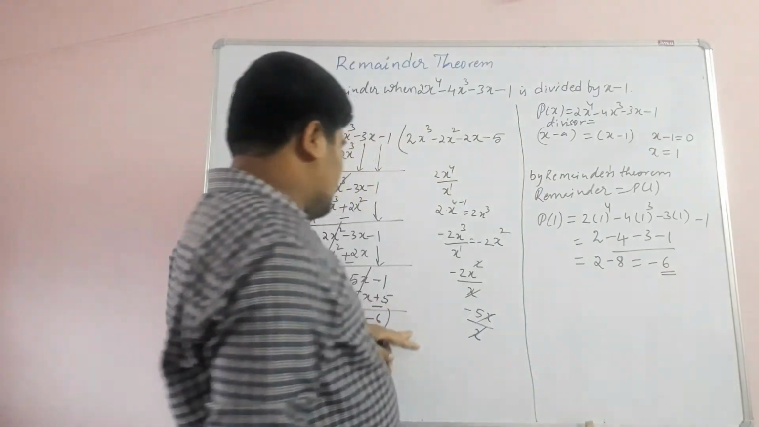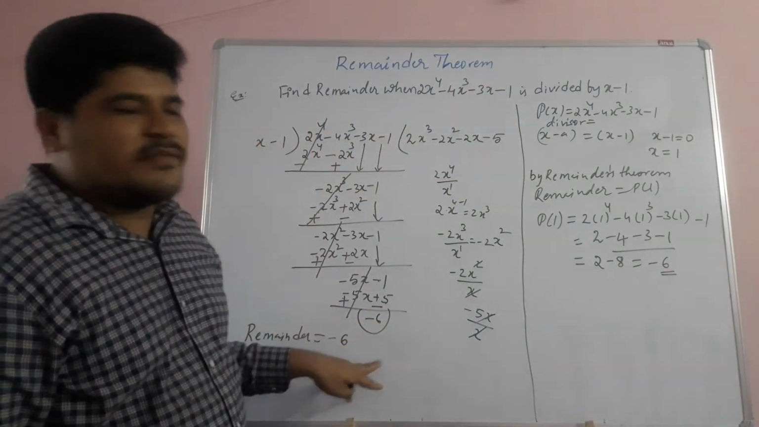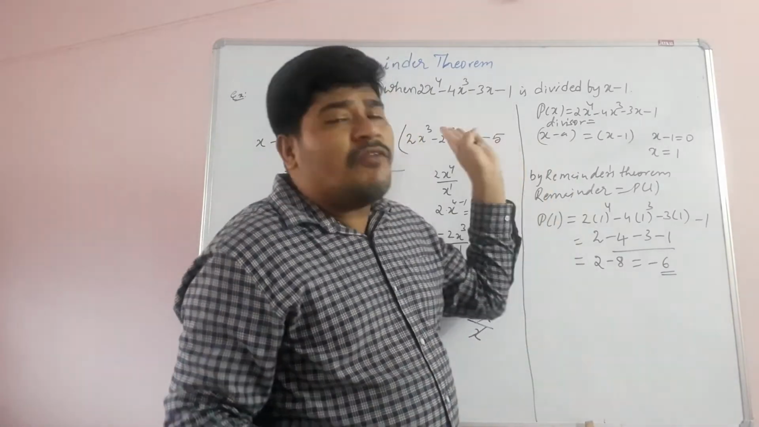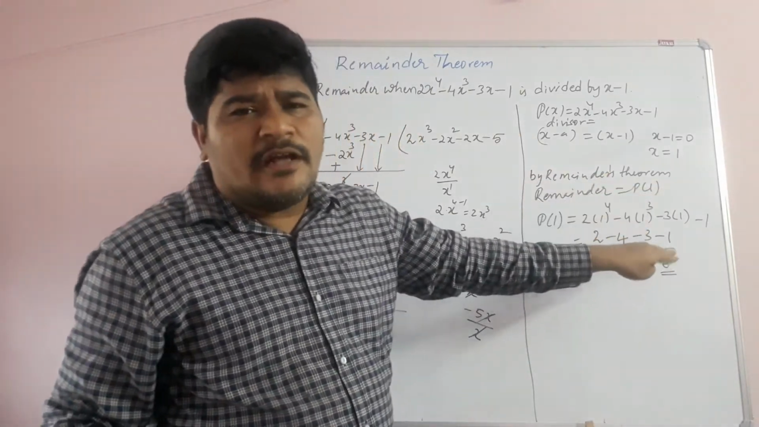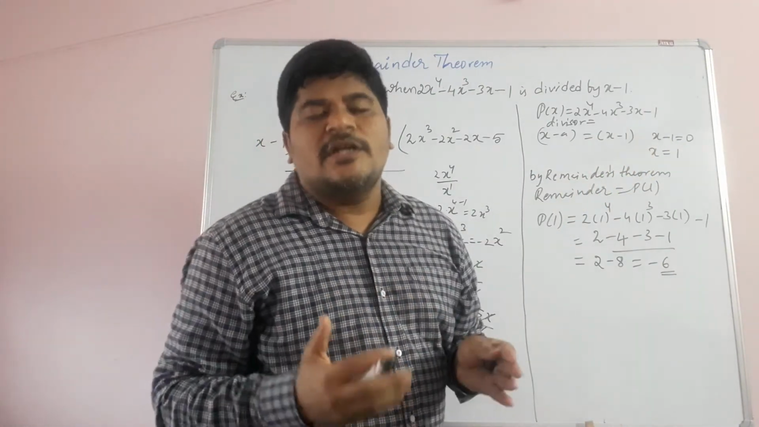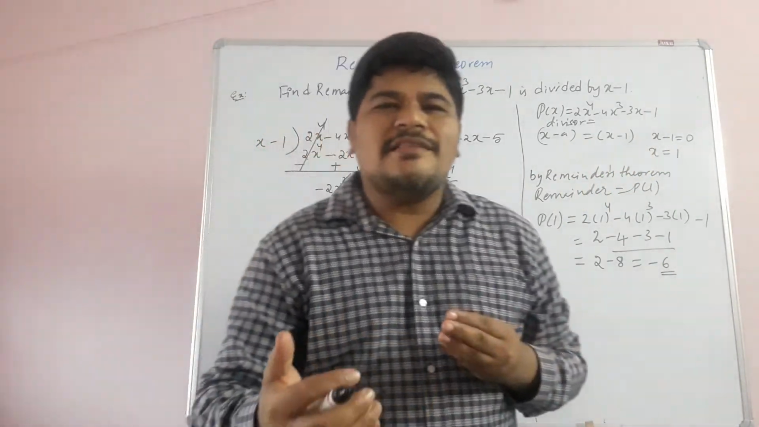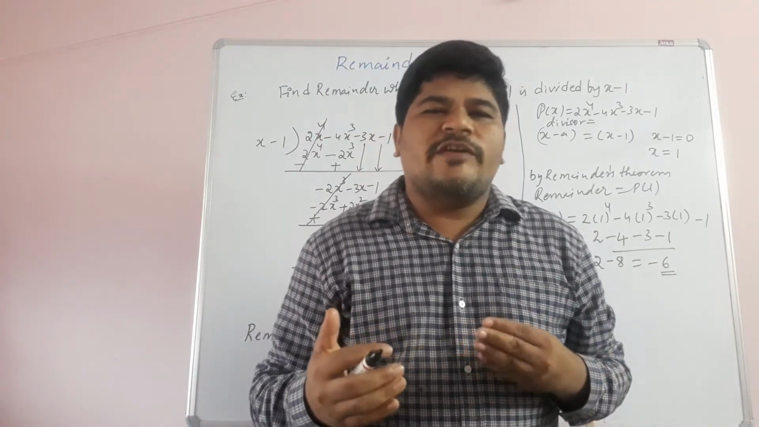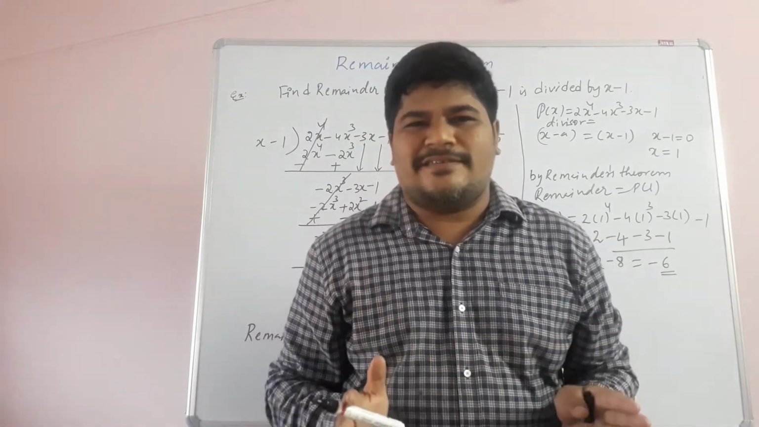So children, what is the remainder here? Minus 6. So even with the help of the remainder theorem, we are getting the same answer. But what is happening here? We are taking less time to find the remainder. So in this way, the remainder theorem is helpful. Okay, so children, now we will solve a few problems in the exercise.